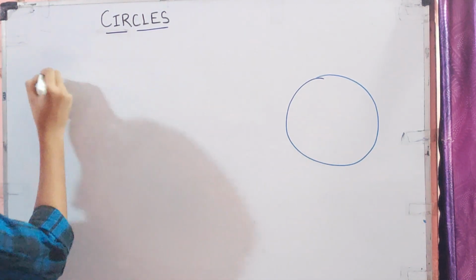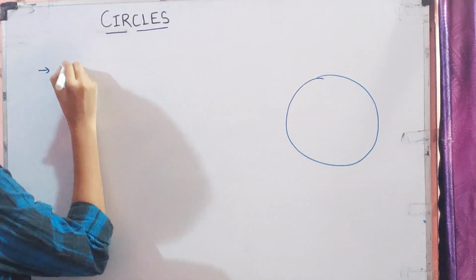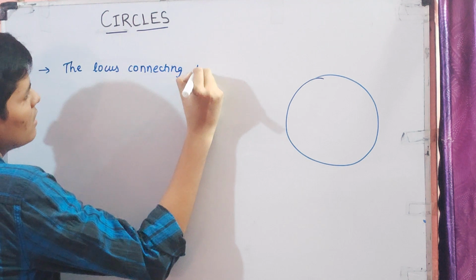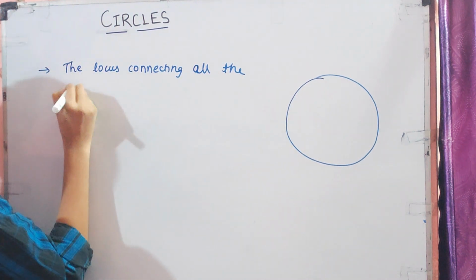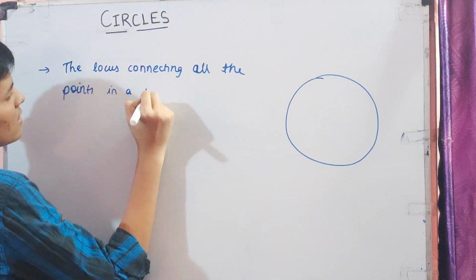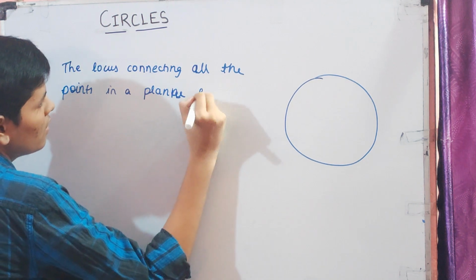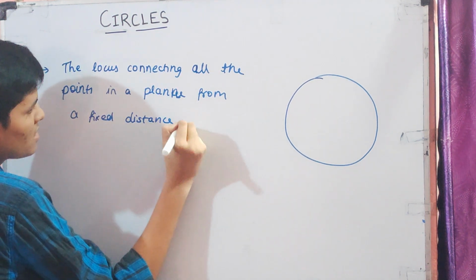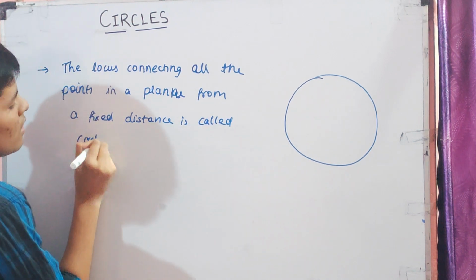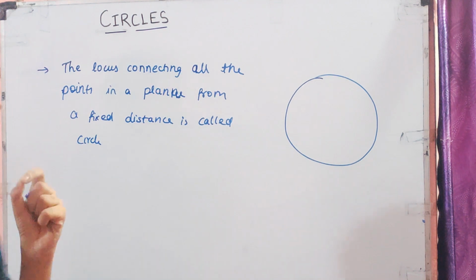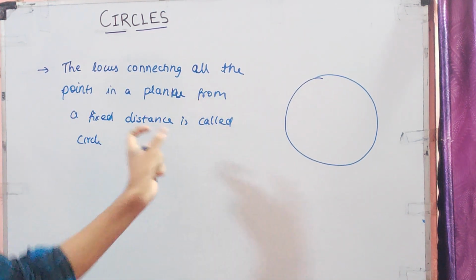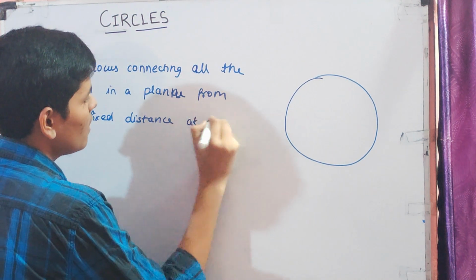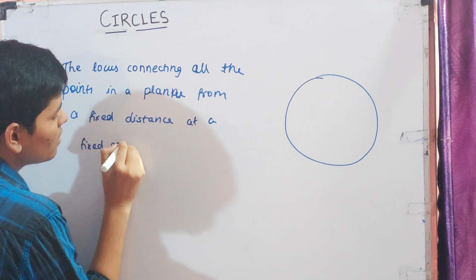So the definition of a circle is that the locus, let me write it down, the locus connecting all the points in a plane from a fixed distance at a fixed point is called a circle. Now the locus means path, the path which is connecting all the points in a plane from a fixed distance at a fixed point is called a circle.